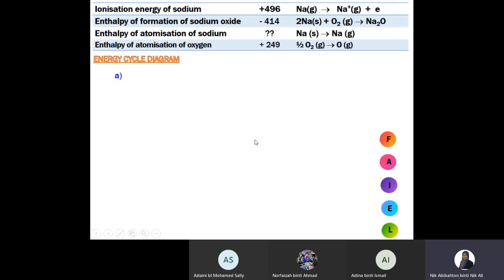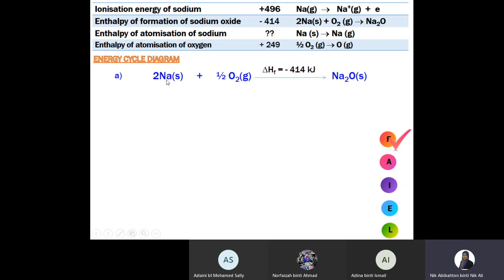Then, going to construct the energy cycle, the Born-Haber cycle. So we start with the formation of sodium oxide. The enthalpy of formation of sodium oxide given to us is negative 414 kilojoule. So we just copy the value of the enthalpy and write the equation at the top of your cycle. Next, we proceed with the atomization.